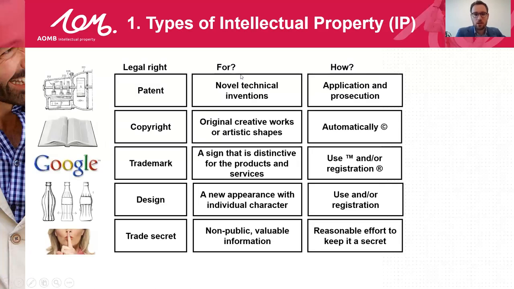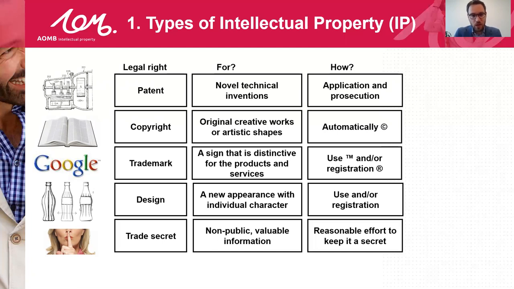There are quite a few types of intellectual property. And as we will see later, the type of intellectual property is not product related, but it's sort of divided in legal rights. So basically for every legal concept, there's a separate right. So if you have a technical invention, you have to file for a patent to obtain protection.